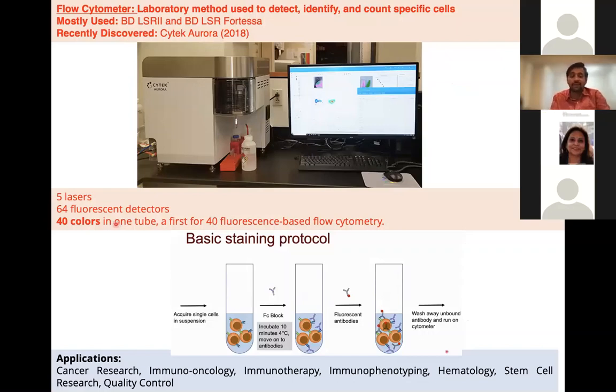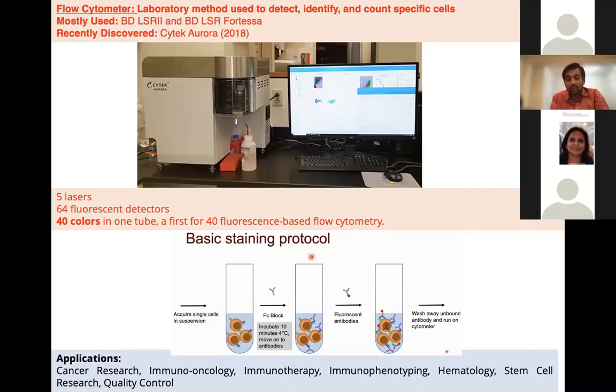It has 5 lasers and 64 fluorescent detectors, and the beauty of this machine is that if you have your blood sample or any sample, it can detect 40 markers together in one experiment. You don't need to make 1000 tubes for 1000 markers. In one tube, you can identify 40 markers. You can study the immune system very quickly.